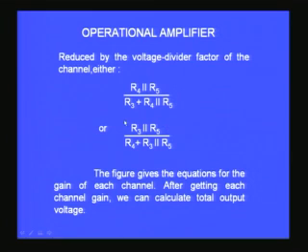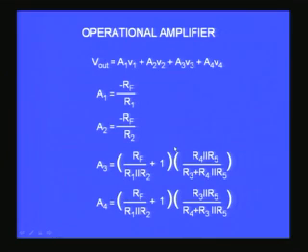In the other case corresponding to V3 and V4, R3 parallel R5 divided by R4 plus R3 parallel R5 will be the factor by which that voltage will be applied at the non-inverting input. The rest of the equation is very simple. Output voltage is nothing but A1 V1 plus A2 V2 plus A3 V3 plus A4 V4, where V1, V2, V3, V4 are the voltages applied, and A1, A2, A3, A4 are the gains corresponding to each voltage being applied alone, the rest being grounded.